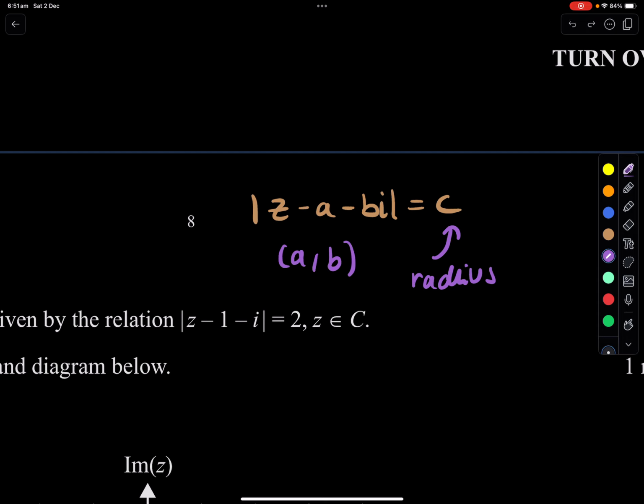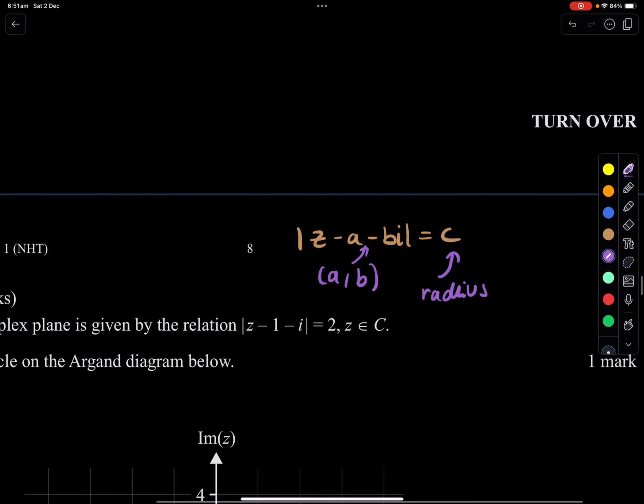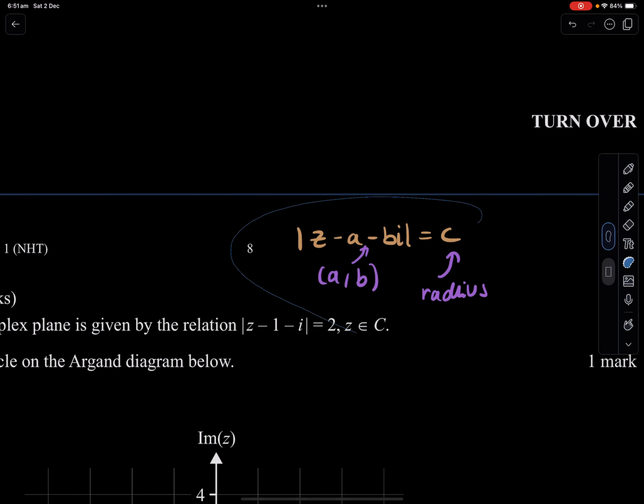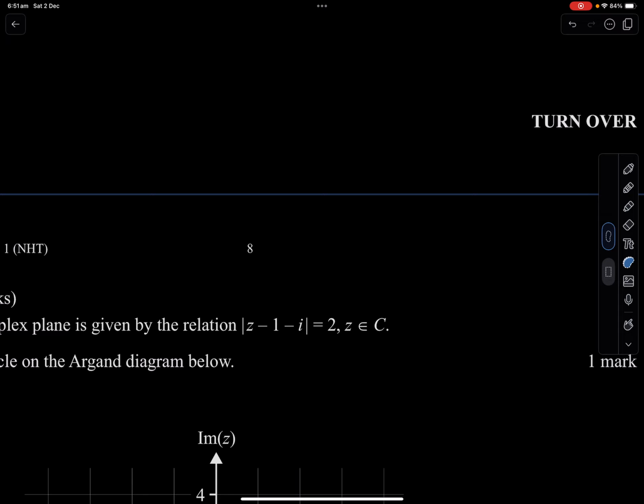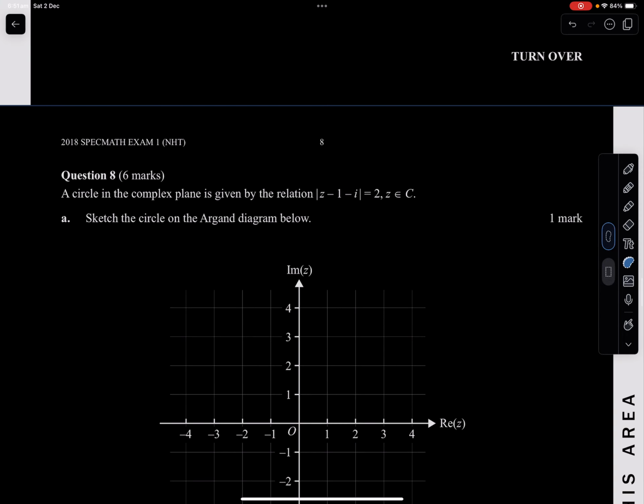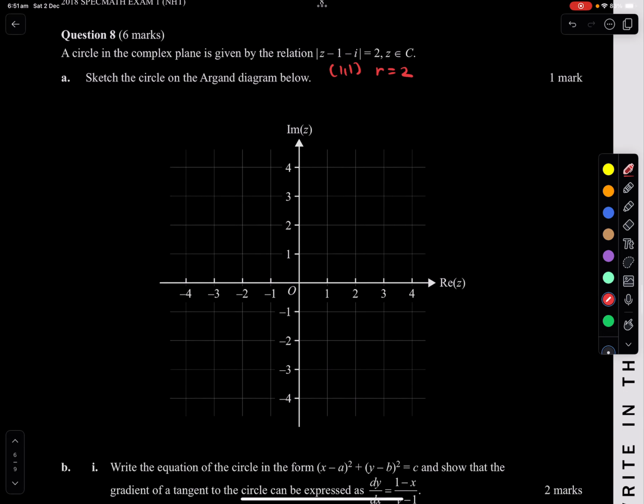So hope that's a good expression to write. So this is your center of the circle, and this is your radius. That's all you're going to need. So just knowing that notation can help you a lot in this question. So what does that tell us? Now we know the center is 1, 1 in this case, and the radius is 2. Let's draw that.